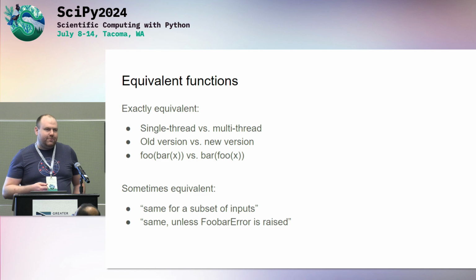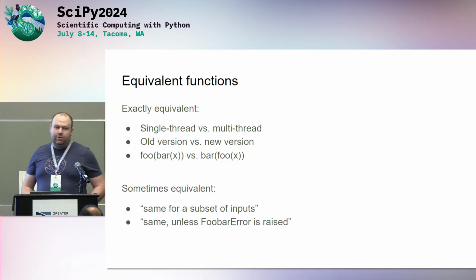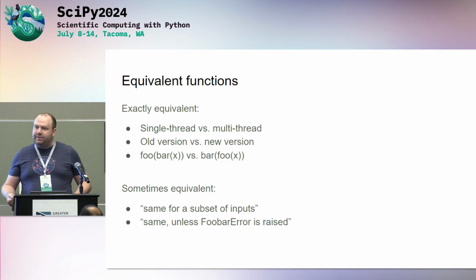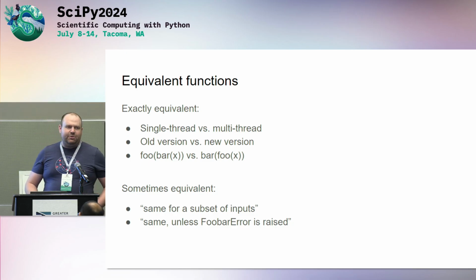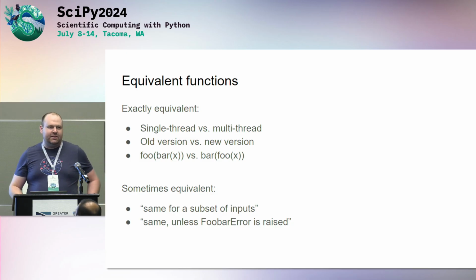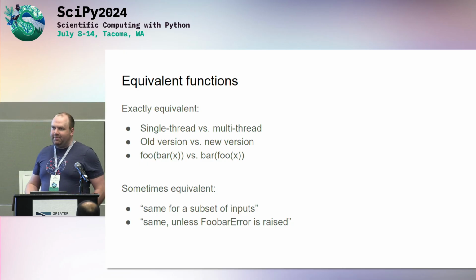Another really powerful set of property tests is equivalent functions: single thread versus multi-thread, the old version, the new version, calling functions in different orders when they should be commutative. And sometimes you can do this on a subset of possible inputs. So for example, you might say my function is valid to call on all numbers, but if all of the inputs are positive, then there's this additional property I can check, that it should be equivalent to this more specialized thing. This is more situational, but when it's available, it's really, really powerful.